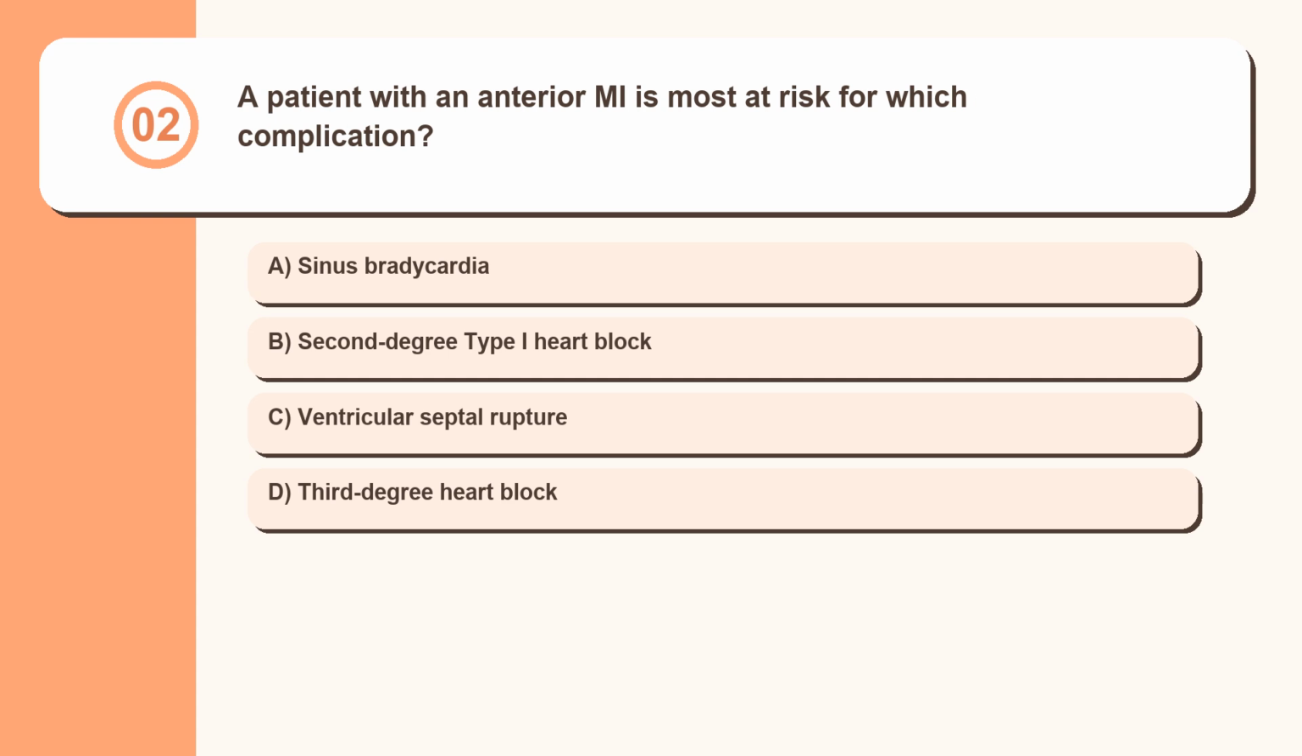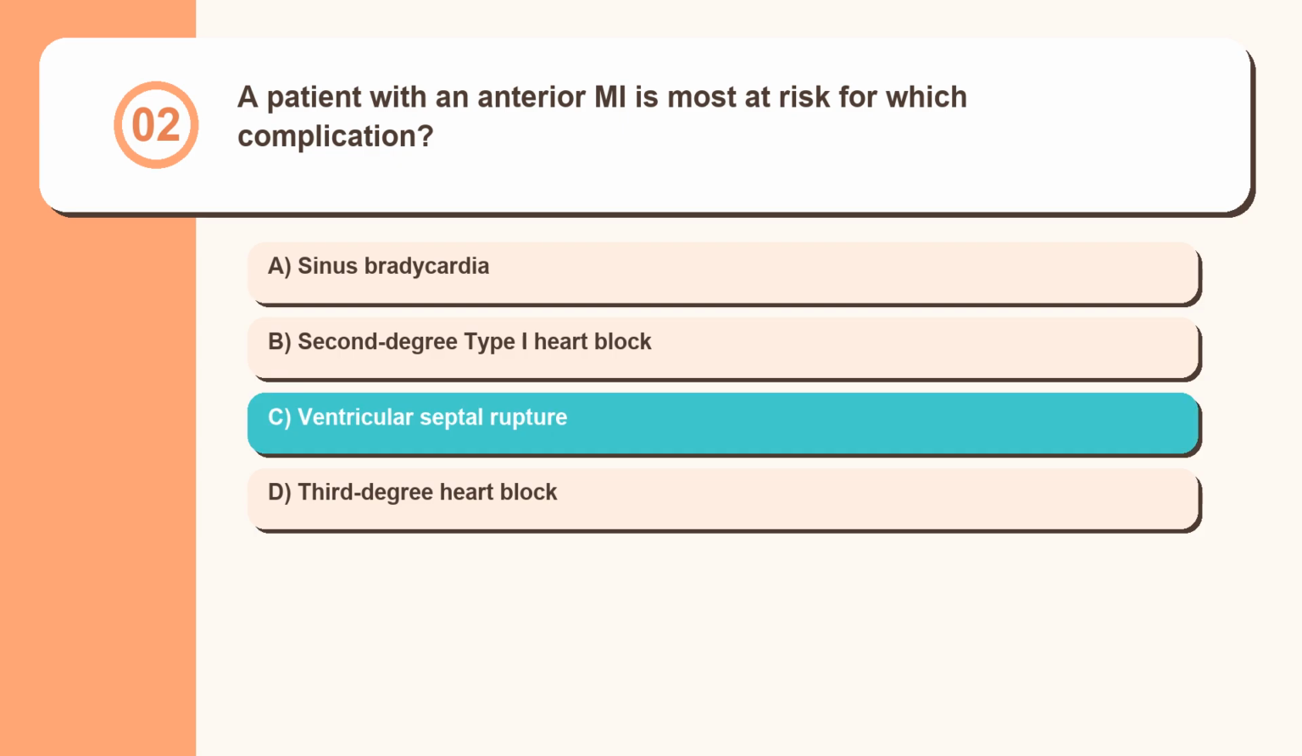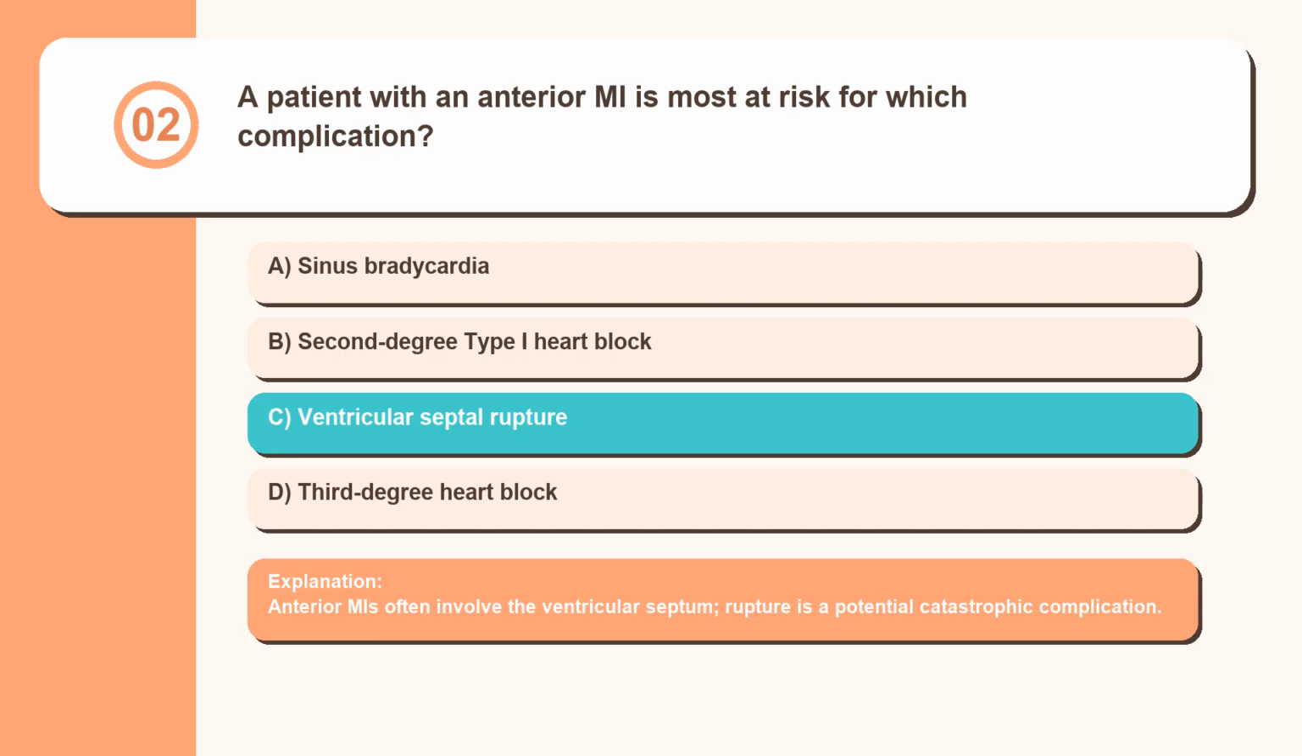Question 2. A patient with an anterior MI is most at risk for which complication? Sinus bradycardia, second-degree type I heart block, ventricular septal rupture, third-degree heart block. Anterior MIs often involve the ventricular septum. Rupture is a potential catastrophic complication.